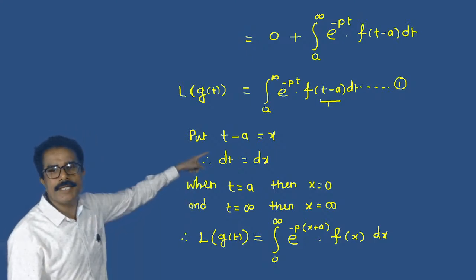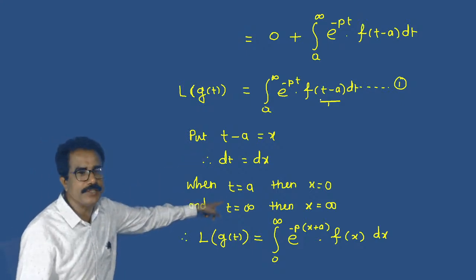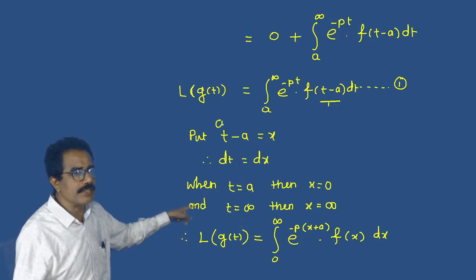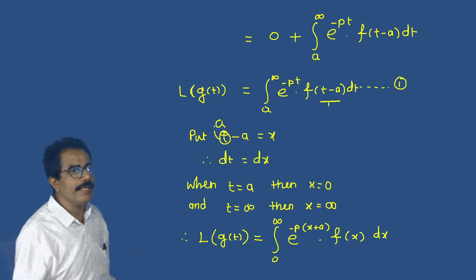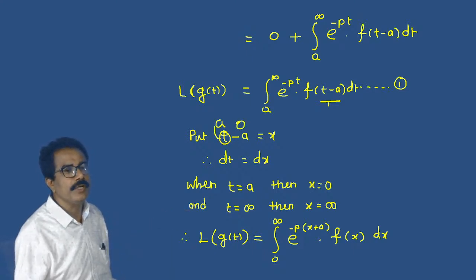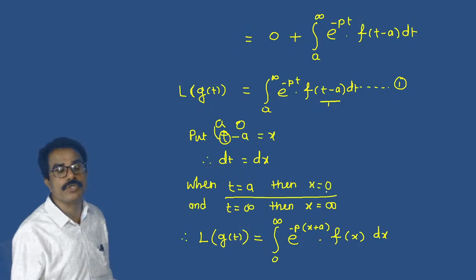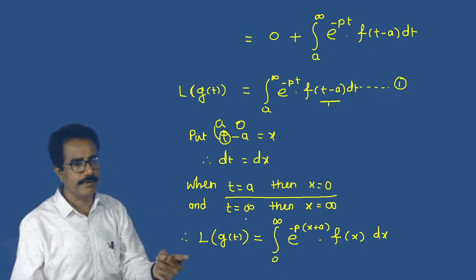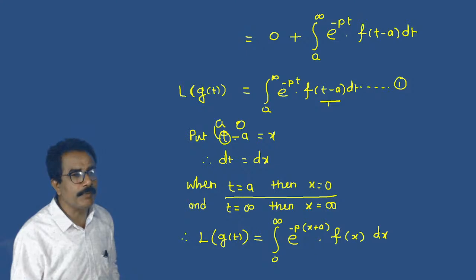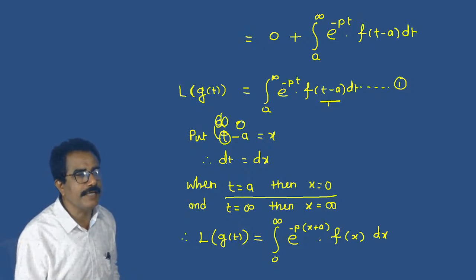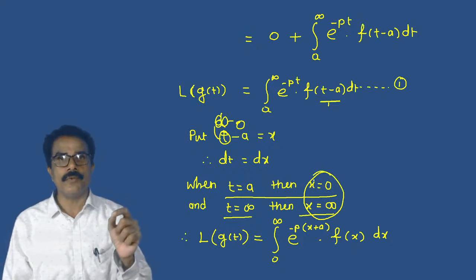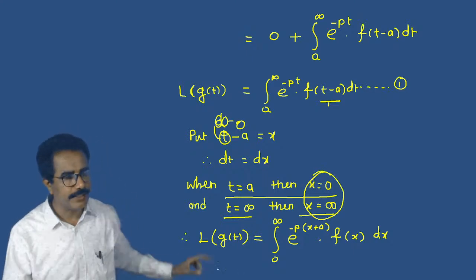So the lower limit is t is equal to a. When t is equal to a, if we put it in the substitution, a minus a is 0, so x is equal to 0. And when t is equal to infinity, infinity minus a is also infinity, so x is equal to infinity. These two are the new limits of the integral corresponding to x.